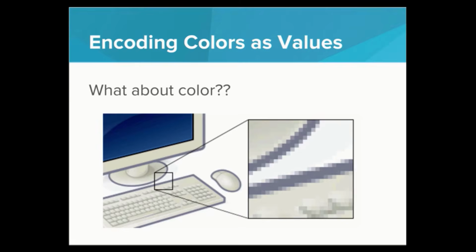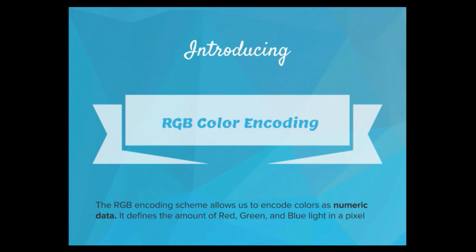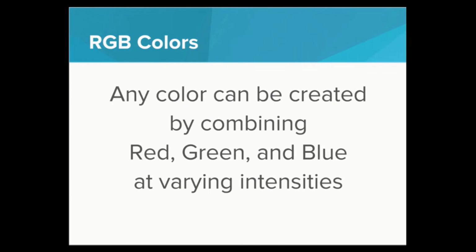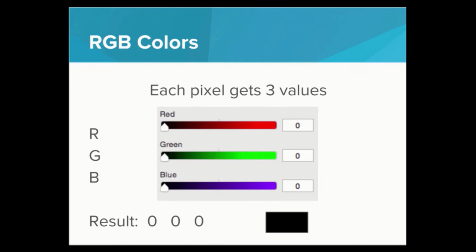But what about color? The RGB encoding scheme allows us to encode colors as numeric data. And the way it does this is it defines the amount of red, green, and blue light in a pixel. This is where RGB comes from, red, green, blue. And the idea here is that any color can be created by combining red, green, and blue light at varying intensities. The way this works is each pixel gets 3 values. 1 value for red, 1 value for green, and 1 value for blue. And putting those 3 values together makes a color.